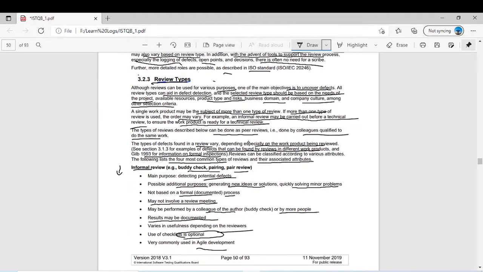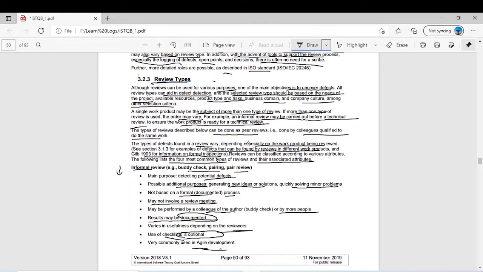It could be a coffee discussion with your colleague. It may be performed by a colleague of the author, buddy check, or by more people. Results may be documented; maybe it is not necessary to document the results. What is the outcome of the informal review? It varies in usefulness depending on the reviewers. Success of this informal review depends on the reviewers, like how skillful they are or how quick they are to find the defects. Use of a checklist is again optional here.